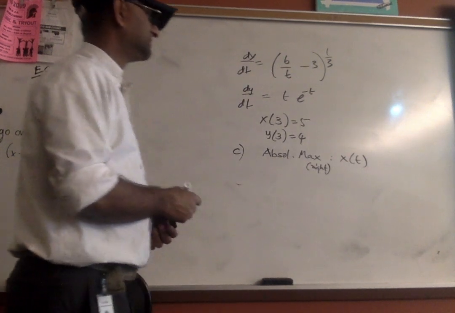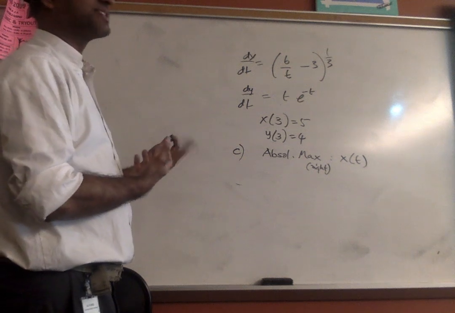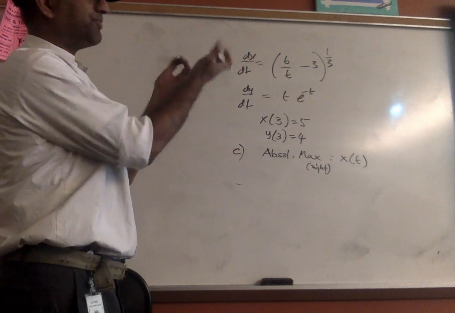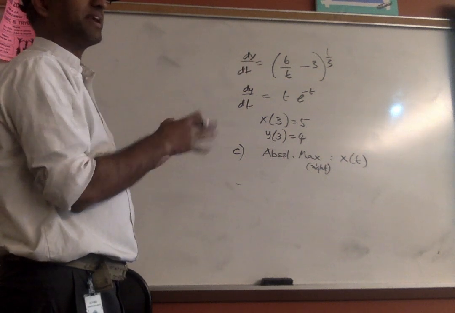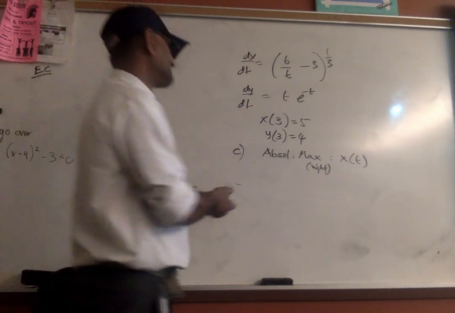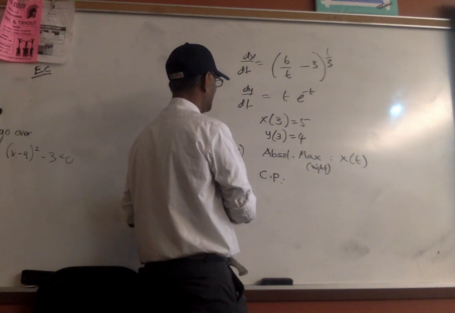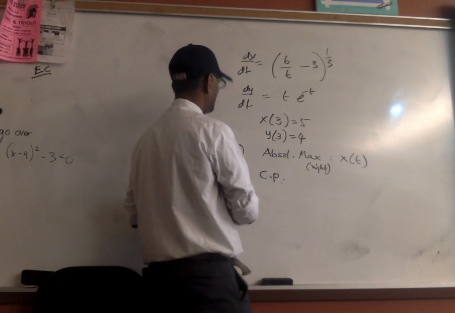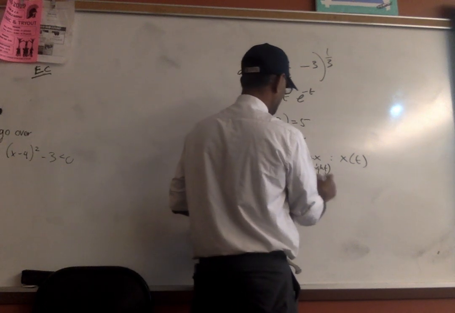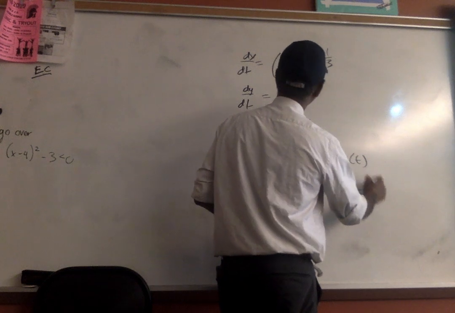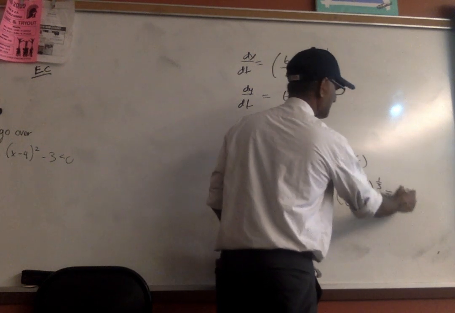If I'm finding an absolute max, I should deal with the endpoints. Have they given you formal endpoints? No. So endpoints and critical points. If I need the absolute max of x of t, I should deal with dx over dt, or x dash of t, which is 6 over (t minus 3) to the power of 1/3, and it should be 0. Everybody okay then?